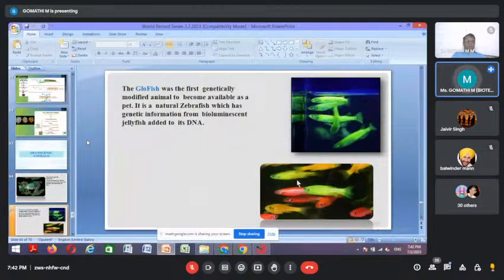And the GloFish, which was the first genetically modified animal to become available as a pet, is a natural zebrafish which has genetic information from bioluminescent jellyfish added to its DNA.